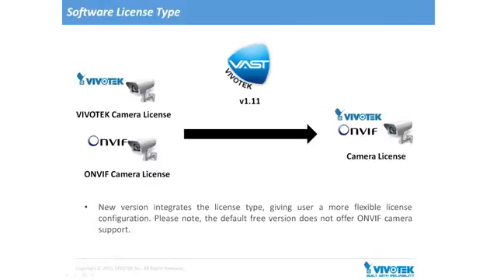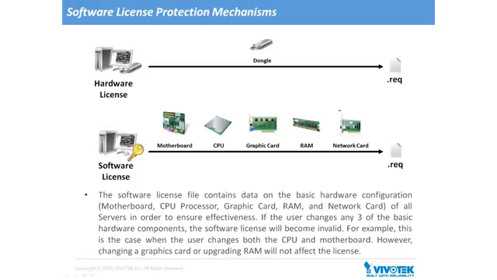This new version of VAST also integrates the license types of Vivotek cameras and ONVIF cameras, giving users a more flexible license configuration. Please note, however, that the default free version does not offer ONVIF camera support. The software license also provides a higher level of protection than the hardware license.